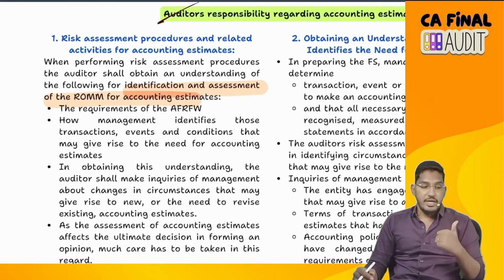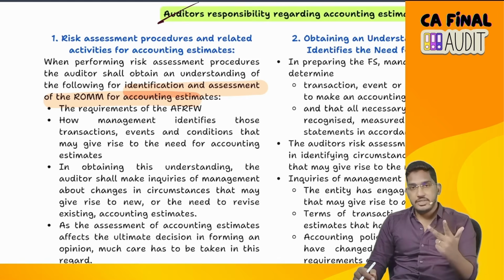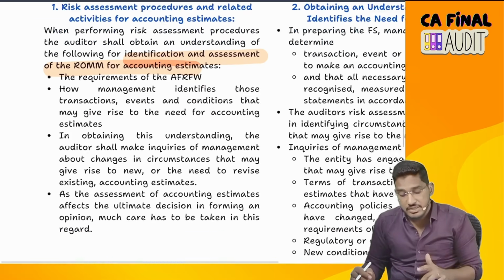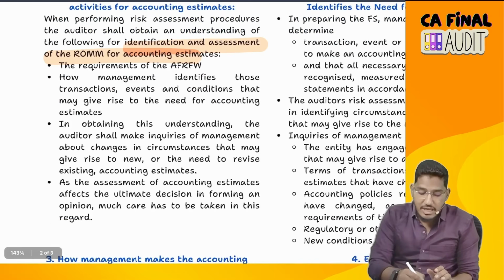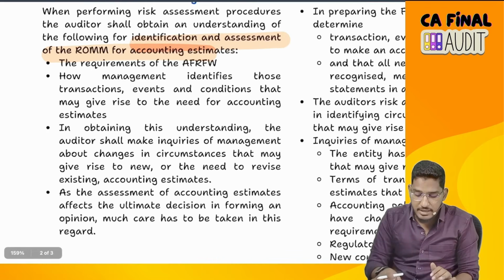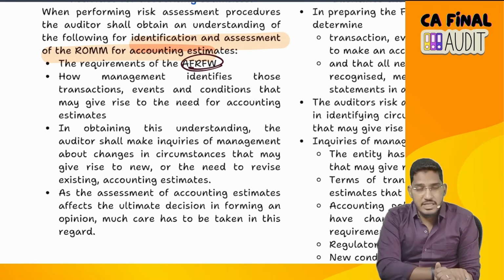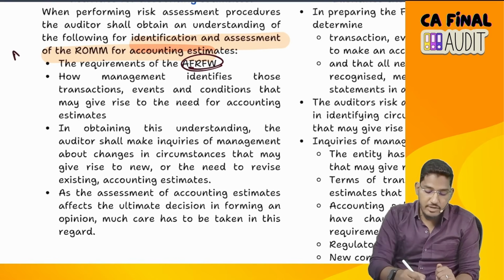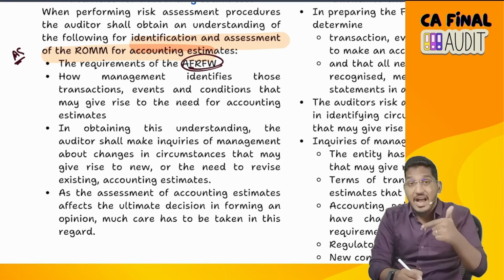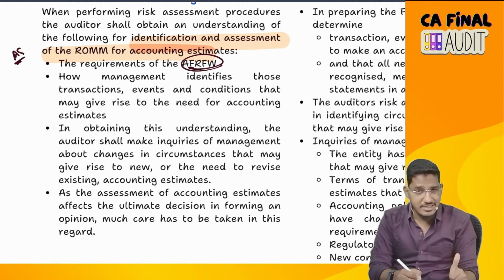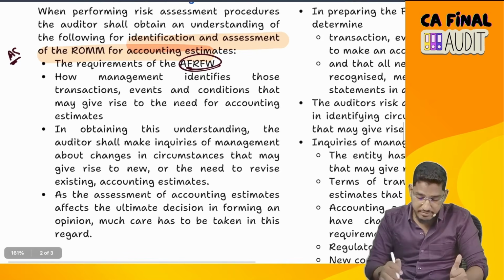At the beginning, when we try to understand the entity, environment and its internal control, we also need to find out the risk of material misstatement resulting from accounting estimates. Sir, but how can I get to know about that risk of material misstatement? First, you need to understand the requirements of the applicable financial reporting framework. That means you need to understand accounting standards, Ind AS, and what they say about accounting estimates.